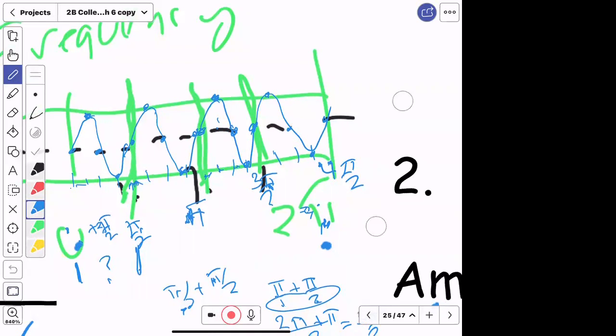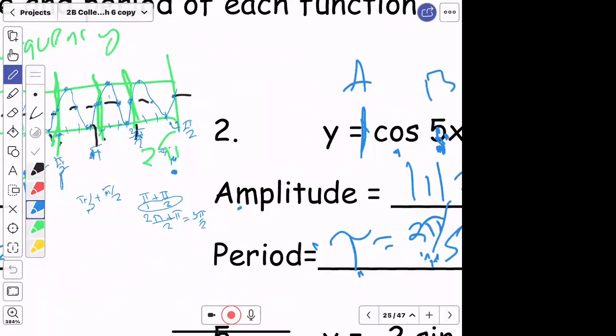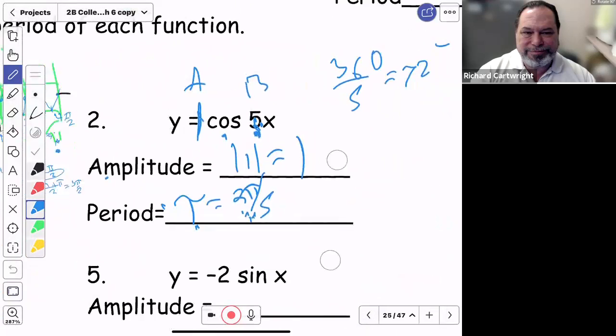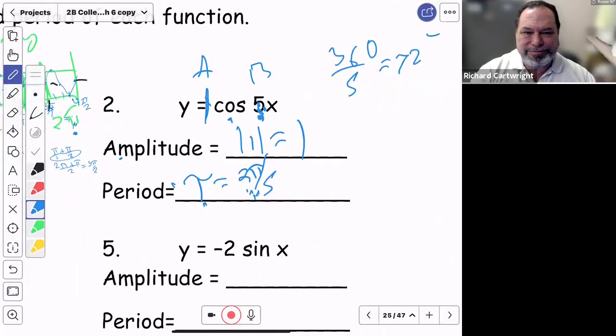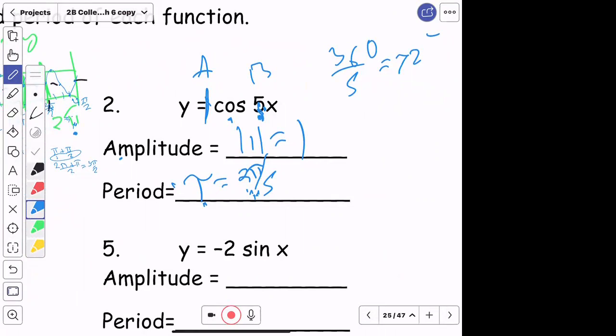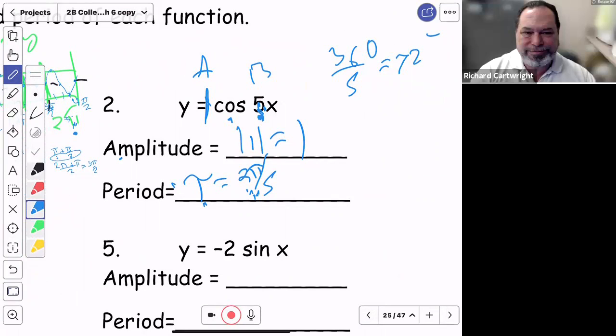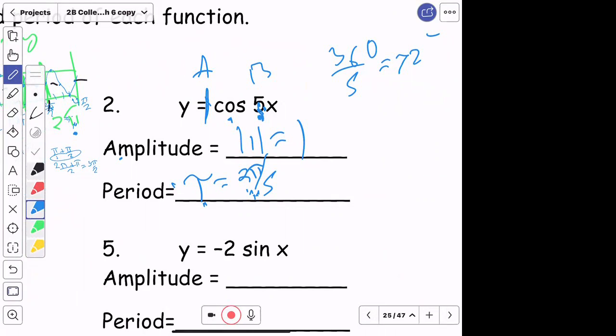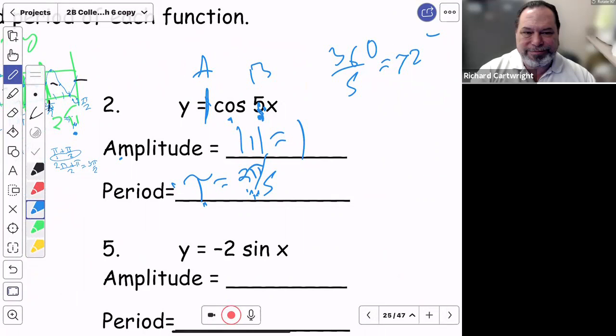Yes. And in real life, what does it mean to have a higher frequency? What's a real life example that involves frequency? Faster. Say it again. Faster. Is that what you said? Yes. Faster what? I don't know. Circles. How about sound waves?